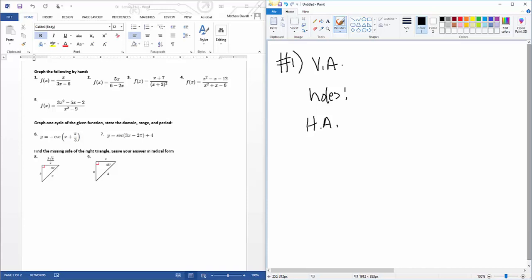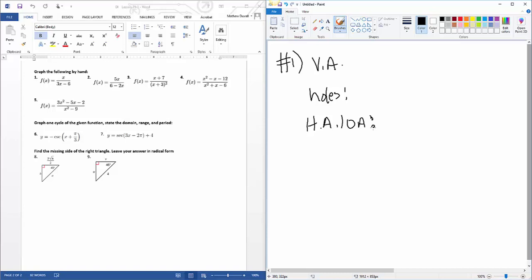We're just focusing on horizontal asymptotes in this lesson. In 71-2, we'll be examining oblique asymptotes. And so in that instance, it would be horizontal asymptotes or oblique asymptotes. But right now, we're just focusing on horizontal asymptotes.